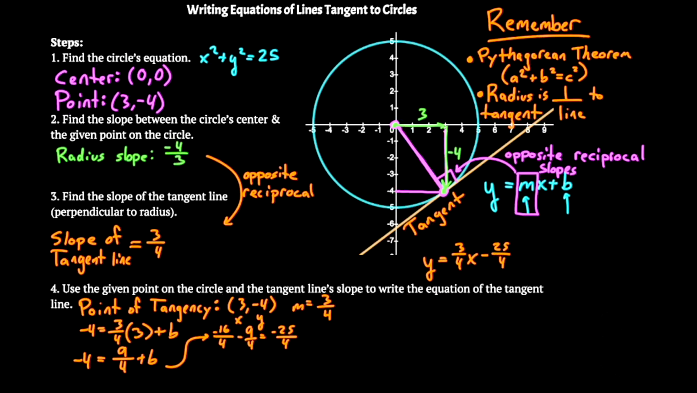And if you take 25 and divide it by 4, it's a little bit more than 6, or in this case negative 6. And that makes sense because that's exactly where the y-intercept is. So let's try a couple more examples.